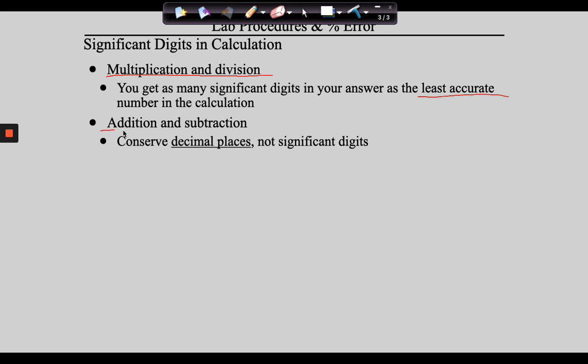When you are adding and subtracting, it's about decimal places and not significant digits.